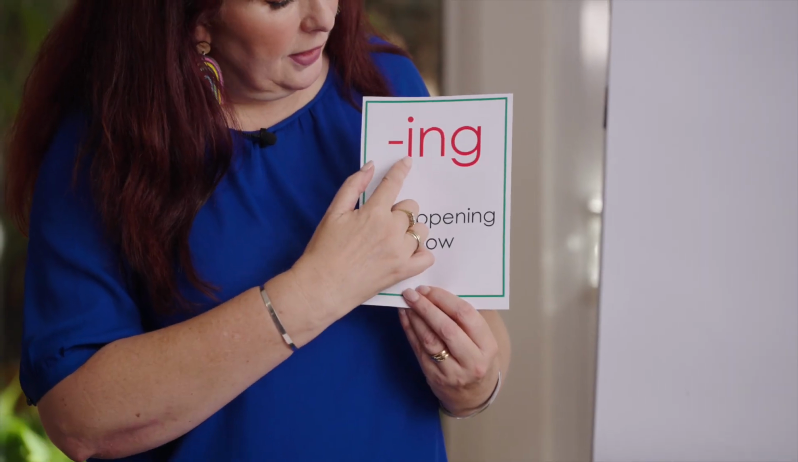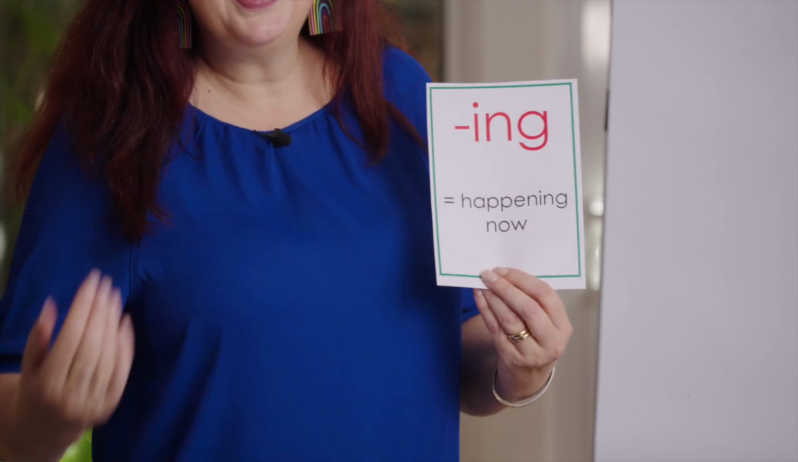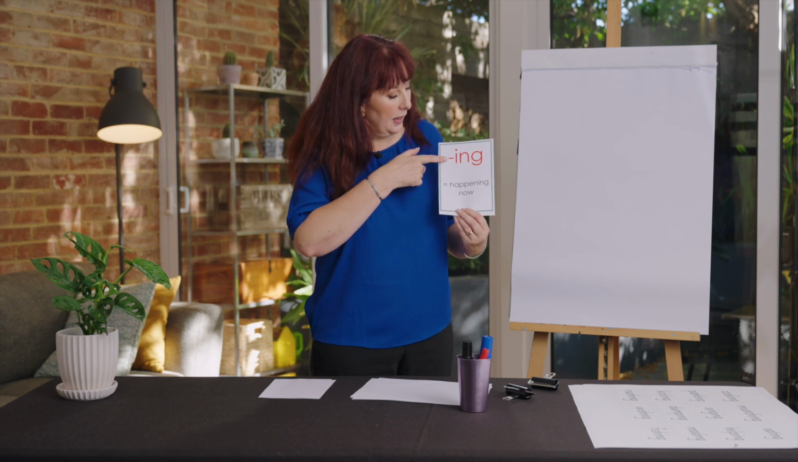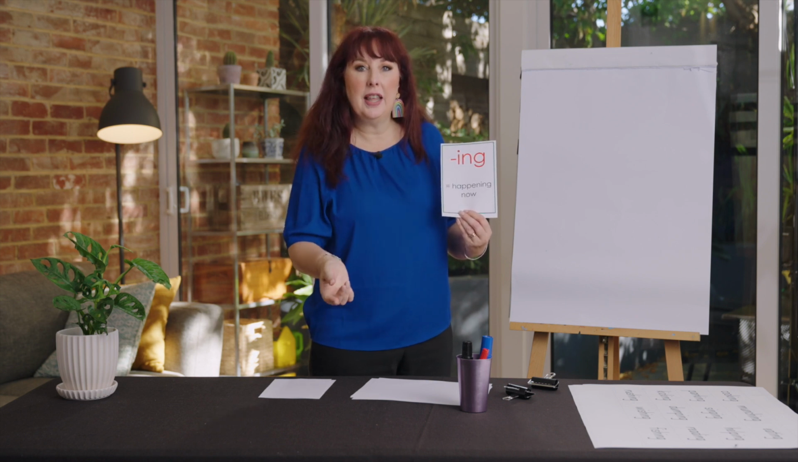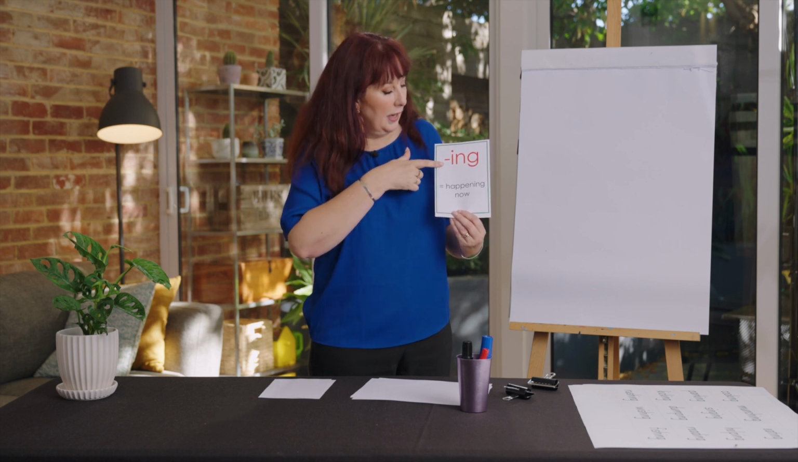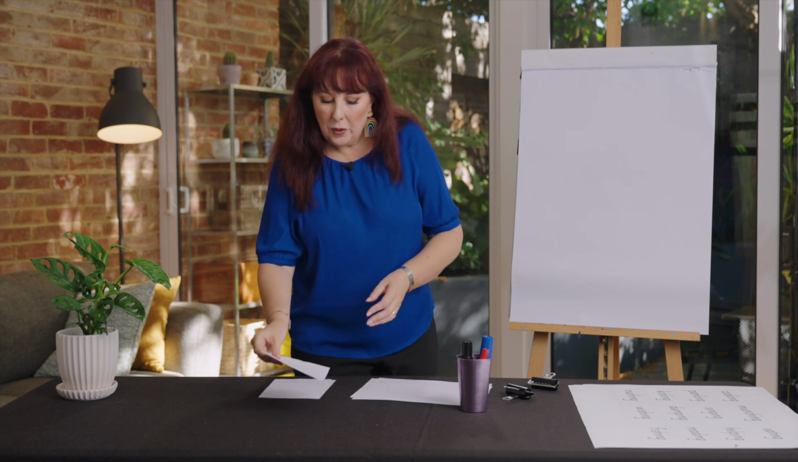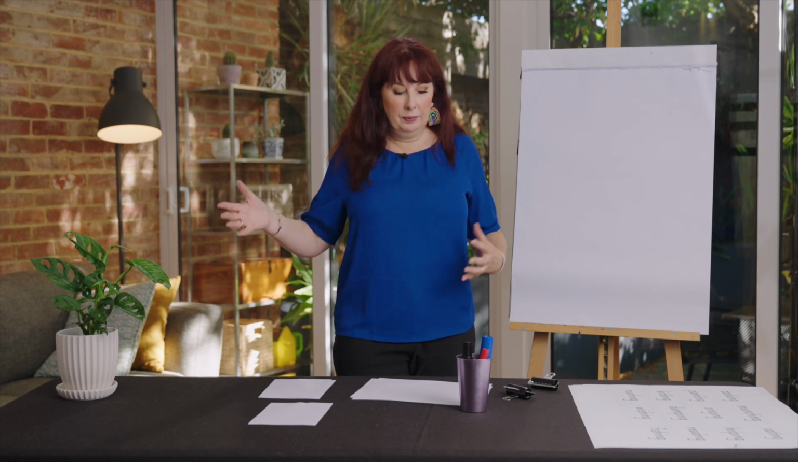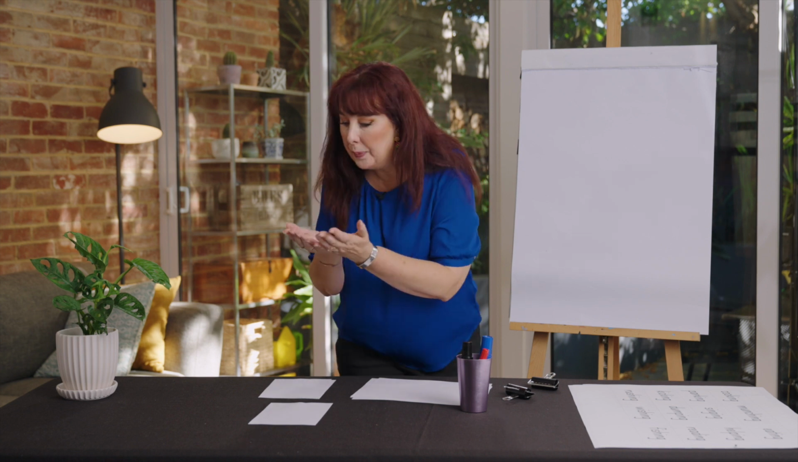If we add the suffix ing to a verb, that tells us it's happening now. Can you say that with me? Ing suffix means happening now. Let's say that together. Ing suffix means happening now. One more. Ing suffix means happening now. Good job. So for example, I could say, I like to read books. But if I were reading a book right now, I'd say, I am reading. I am reading a book.